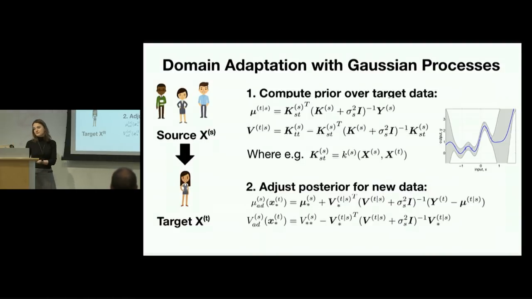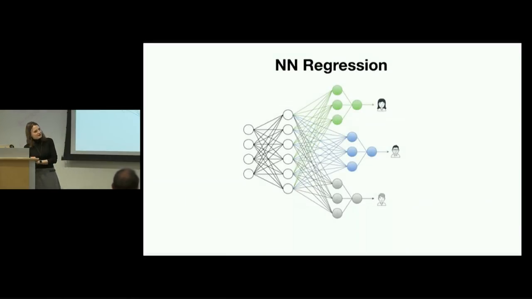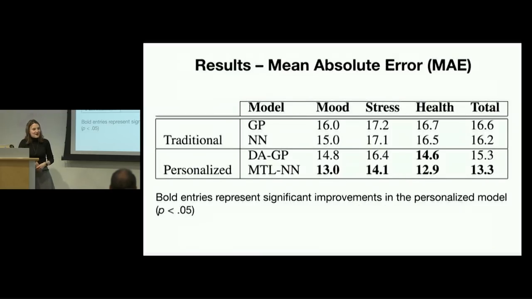Yeah. Okay. The neural network is very easy to do regression. You just change the loss function. You don't have to do anything else. Deep learning is very fun and easy. So, how well did this actually do? We look at the mean absolute error for the multitask neural network. We see that it improves significantly. This happens for the GP as well, but not as consistently.